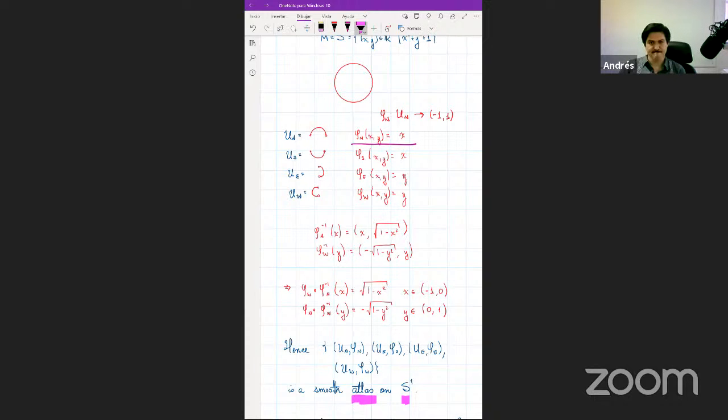Okay? Now, so this is an example of one atlas on the circle. We are going to see another one with fewer shards. At this point, do you have any questions? Okay. Let's move on.